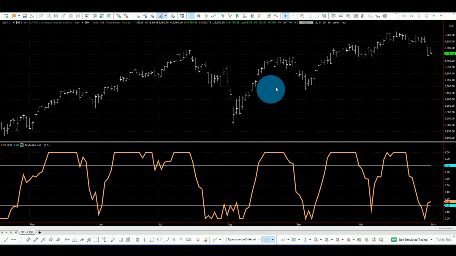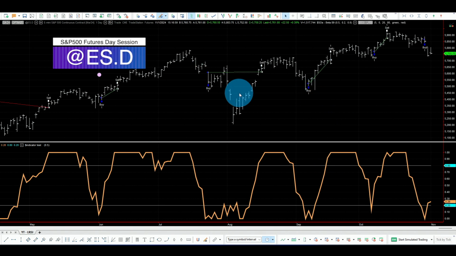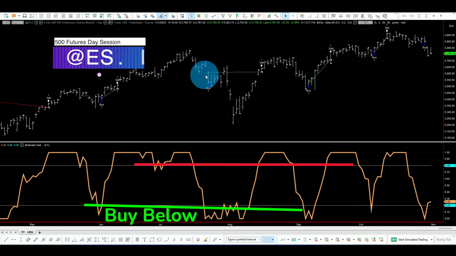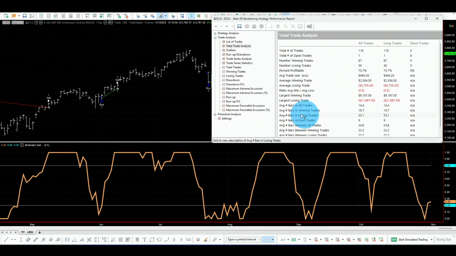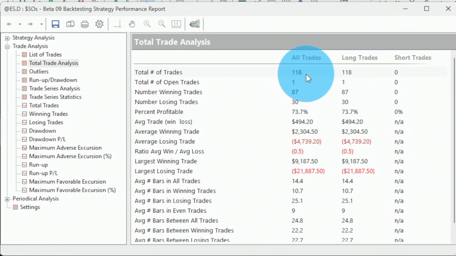For a market like the S&P 500 index, we can use it to build mean reversion strategies to go long when it's below 0.2 and exit when it's above 0.8. So this is the strategy built around that. Basically, we go long when the price dips below 0.2, and we exit when it's above 0.8. And these are the results of the strategy: 118 trades, 73% win rate, $500 average trade. It's actually a very good strategy already.